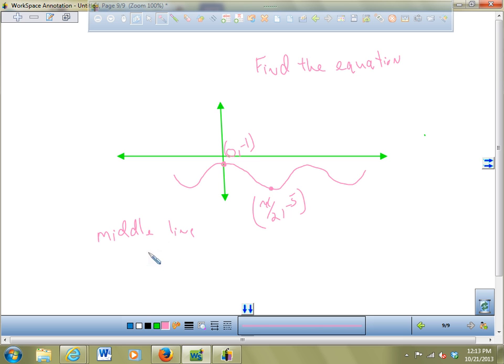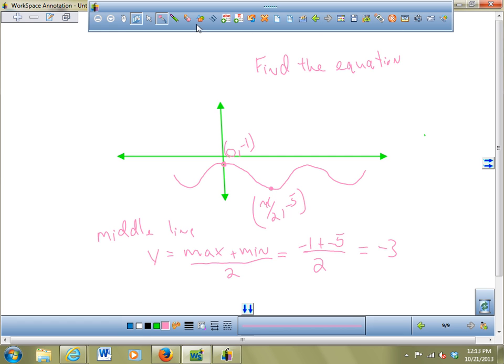So the middle line is y equals max plus min divided by 2. So in this case, that would be -1 plus -5 divided by 2, which gives you -3. So what that tells you is the line y equals -3 cuts this in half. I like to sketch it in so that I can see what's going on here. There's the middle line.